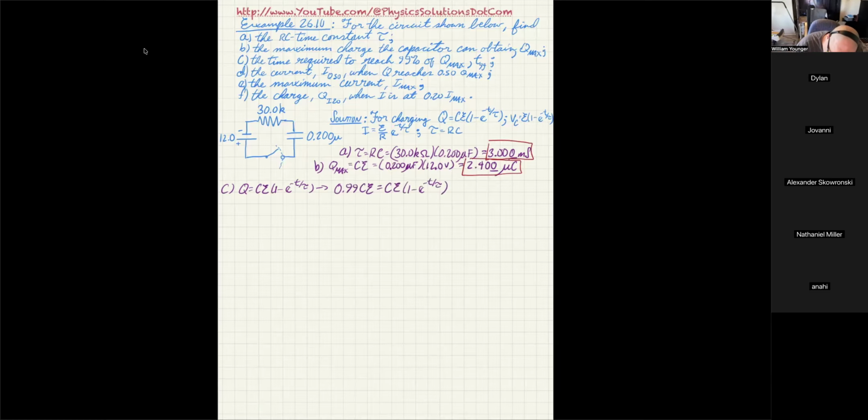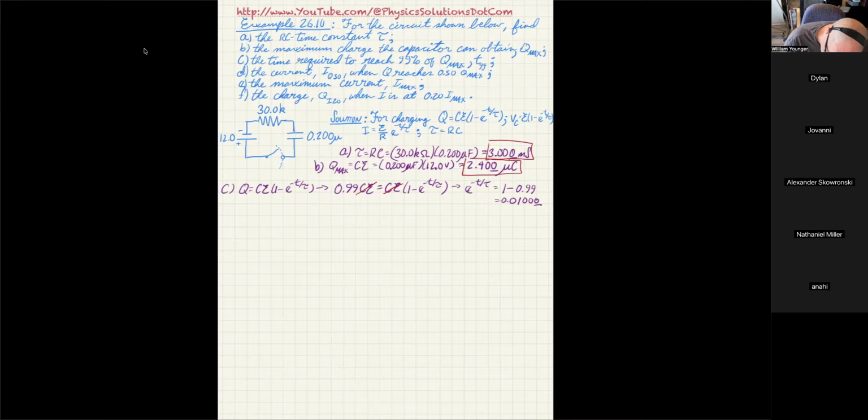So what we can see immediately is the CE cancels out with the CE on the other side, and I end up getting e to the negative t over tau is equal to 1 minus 0.99. So that's helpful in that we know e to the negative t over tau at this point in time is going to be 0.01, because that's what I get here. 0.0100, say, is what that's supposed to be. So now I'm supposed to just solve for the actual time.